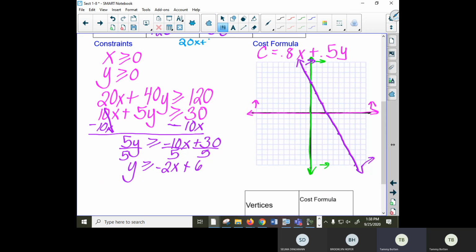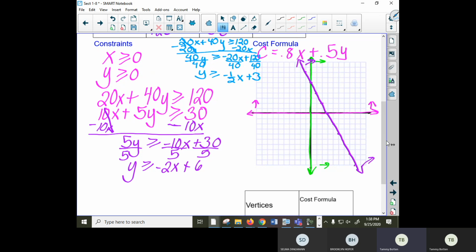20x plus 40y is greater than or equal to 120, and I subtract my 20x, I get 40y is greater than or equal to negative 20x plus 120. Now we're going to divide by 40 on each, and we get y is greater than or equal to negative 1/2 x plus 120 over 40, which is 3.